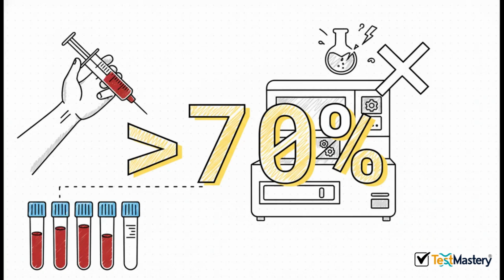Okay, let's just jump right in with a number that should really make you sit up and listen. Over 70%. That's how many laboratory errors happen before a sample even gets near a machine. It all happens in the pre-analytical phase, and that's the part that you control.